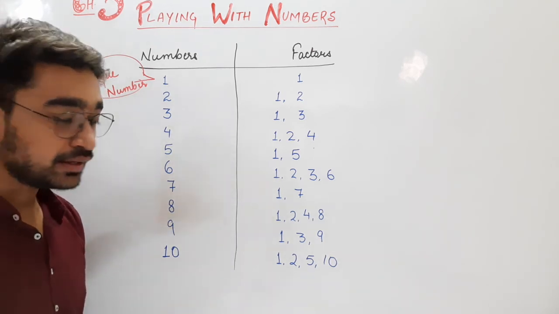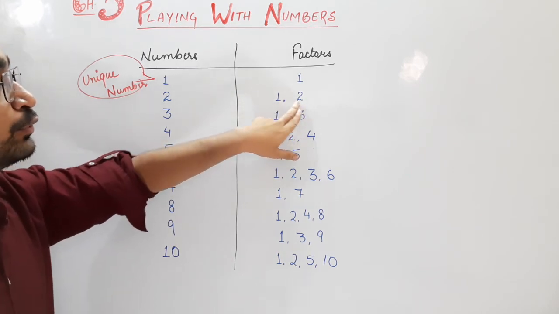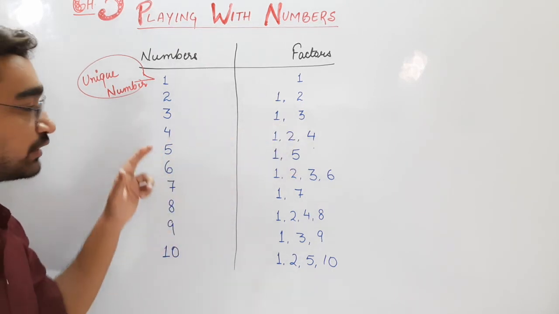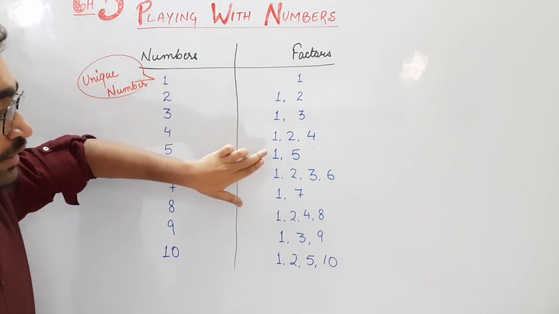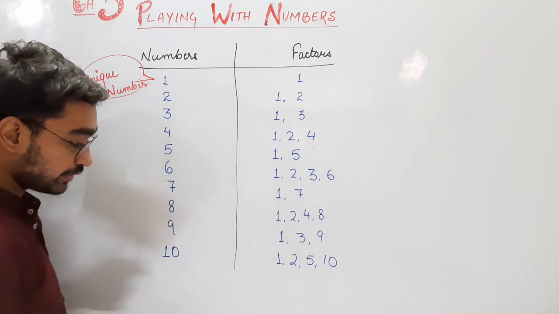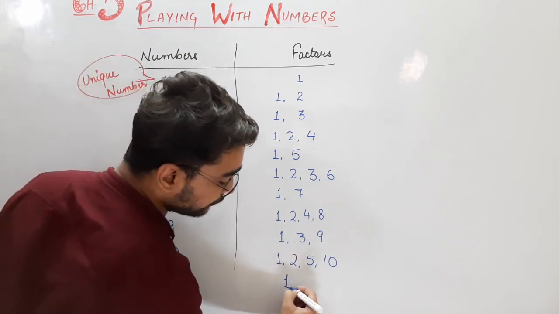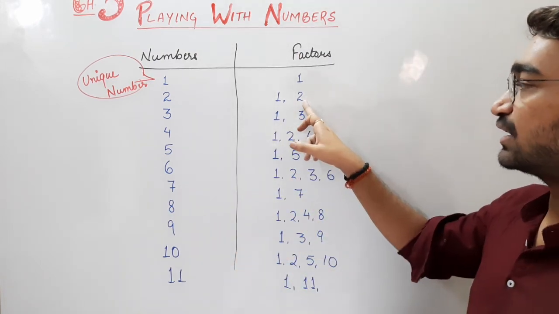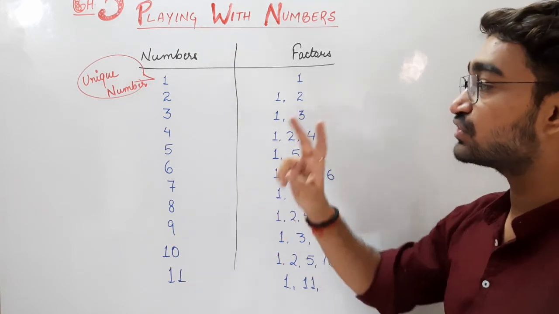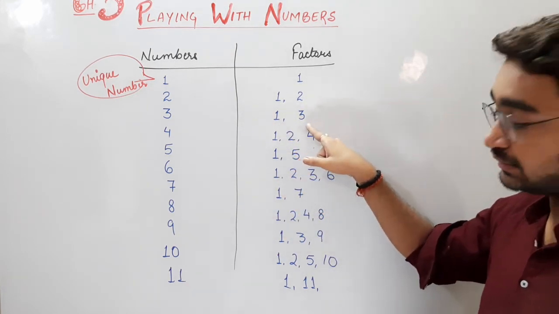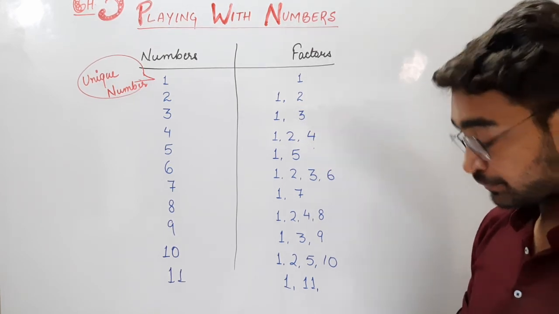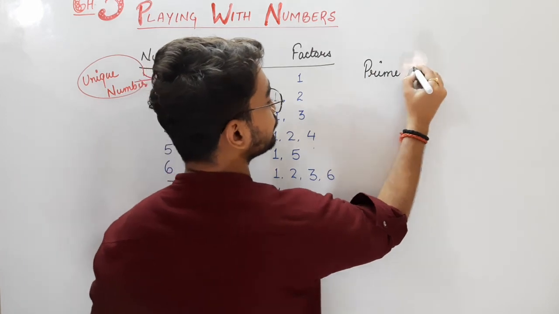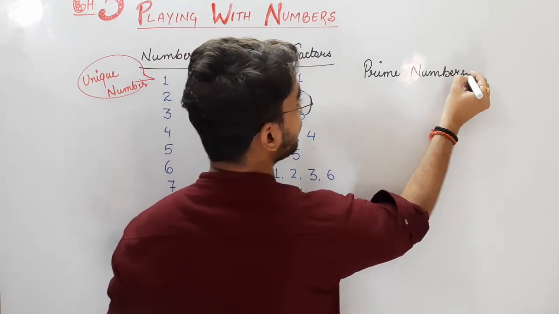You can see here some numbers have only two factors, which are that number and 1. Number 1 and that number are the only factors in the case of 2, in the case of 3, in the case of 5, in the case of 7, in the case of 11 also. In the case of 11 there will be two factors only, that is 1 and 11. So the numbers which have only two factors, the number 1 and the number itself, are called prime numbers.